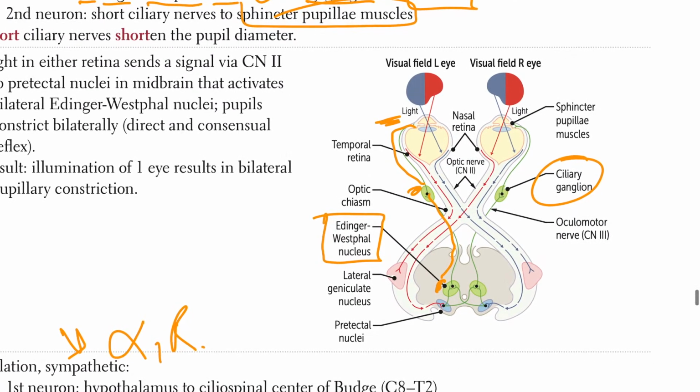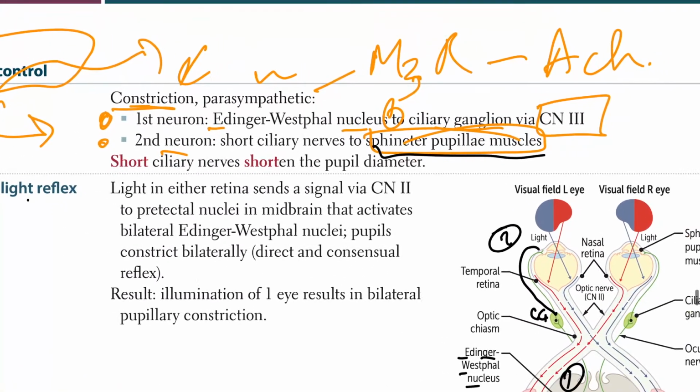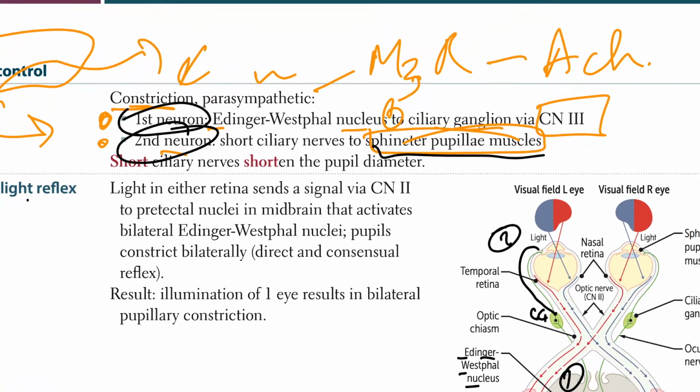So we said this is the first order neuron. The second order is from the short ciliary nerve to the sphincter pupillary muscle. So this is the second order neuron. Let's take a look one more time. This is the first order, from the Edinger-Westphal nucleus all the way to the ciliary ganglion. And from here all the way towards the sphincter pupillary muscle, the second order neuron. So we have a first order neuron and a second order neuron.